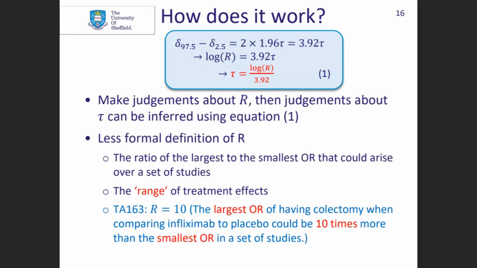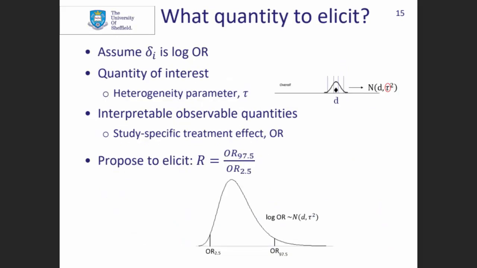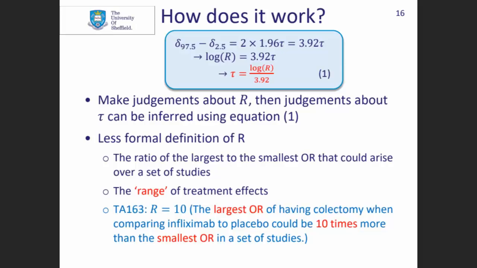It would be difficult for experts to express their opinions in the tail area of the distribution, on either side of the tails, and hence we propose to use a less formal definition for the ratio. So we will just ask the expert for the ratio of the largest to the smallest odds ratio that could arise over a set of studies, rather than the 95% upper limit and lower limit. And this ratio represents the range of the treatment effect.